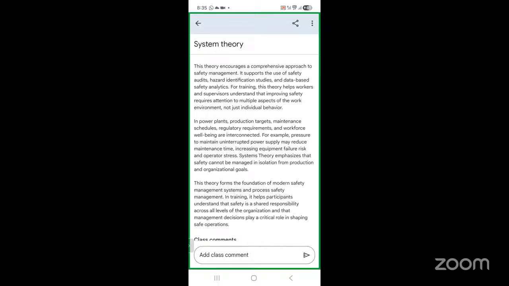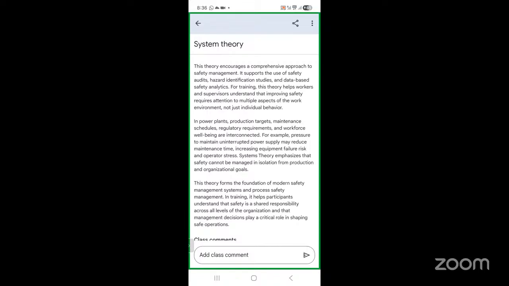So this is the system theory. There are two systems: one is the open system, another is the closed system. Now, when the organization perceives a high level of uncertainty, then the organization gives importance to the open system model. But when the organization does not perceive a high level of uncertainty, then the organization tries to follow the closed system.